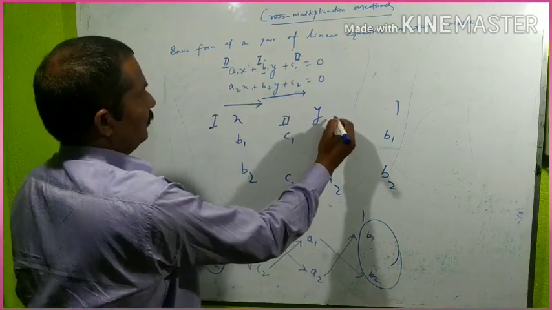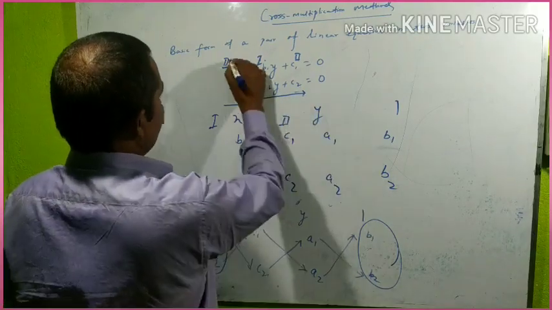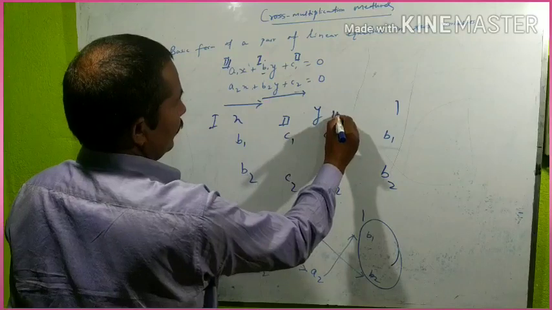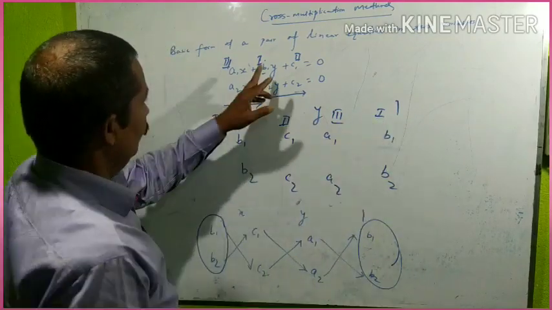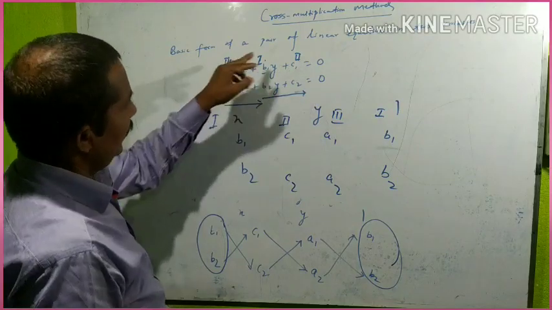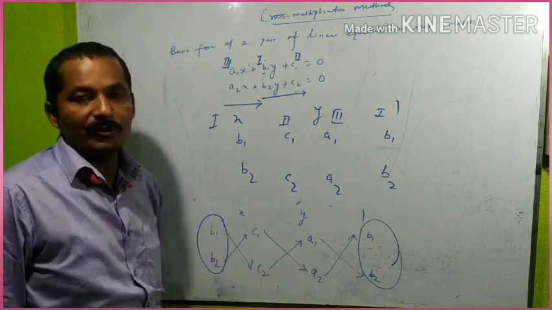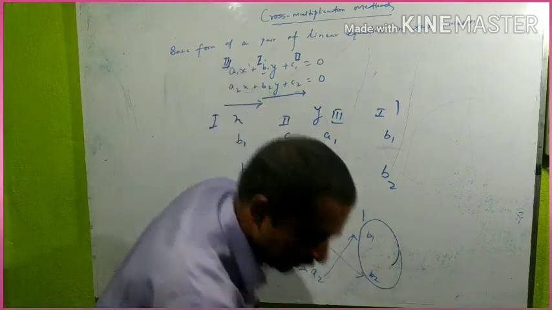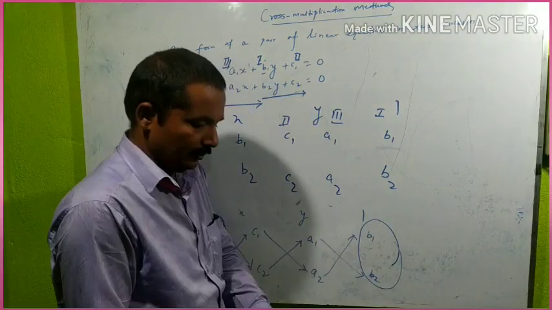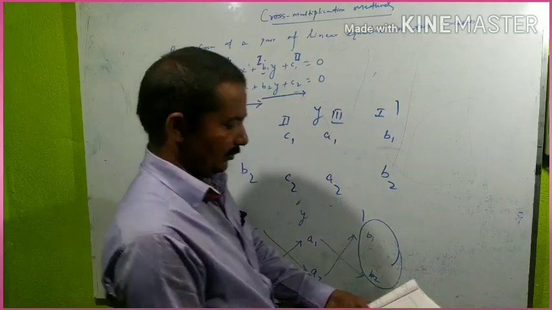first, second, then this one third now. First, second, third, and again first. First, second, third, again first. In this manner also you can take. Like one example I'm just taking here. One example I'm taking here now.